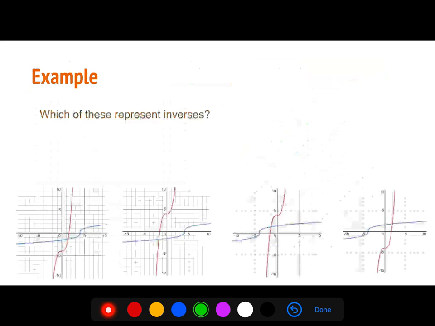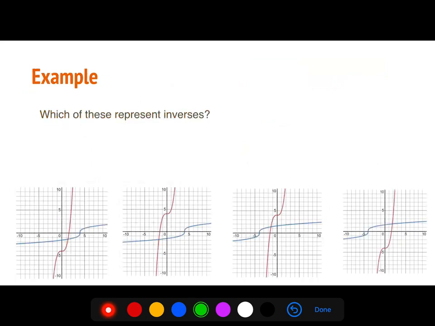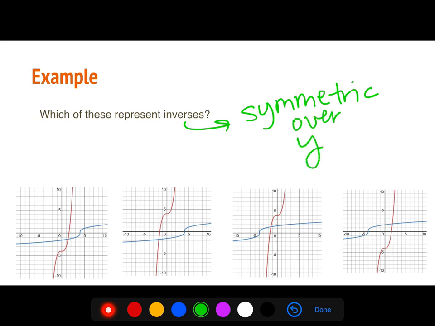So let's see if any of these are inverses. I have a bunch of graphs on here, and I am going to start by drawing in that line y equals x, because if they're inverses, then they will be symmetric over y equals x. Now remember, it was at (0, 0), and it just chops right down the middle.